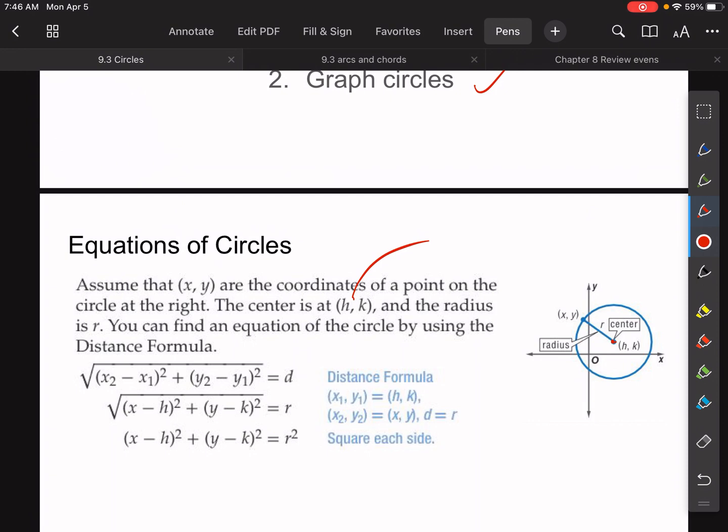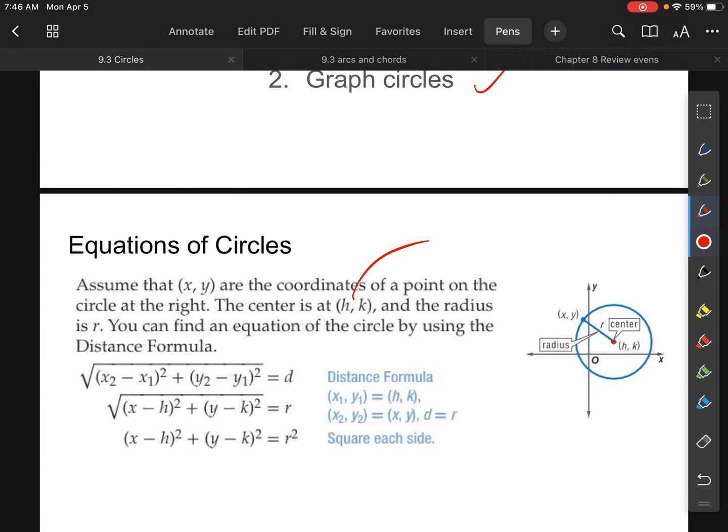You'll see the same thing when we get into an ellipse, we'll have an h and a k, and with a hyperbola, we will also have an h and a k, but it always stands for kind of the center or the vertex or middle of something. And the radius in a circle is the r value.